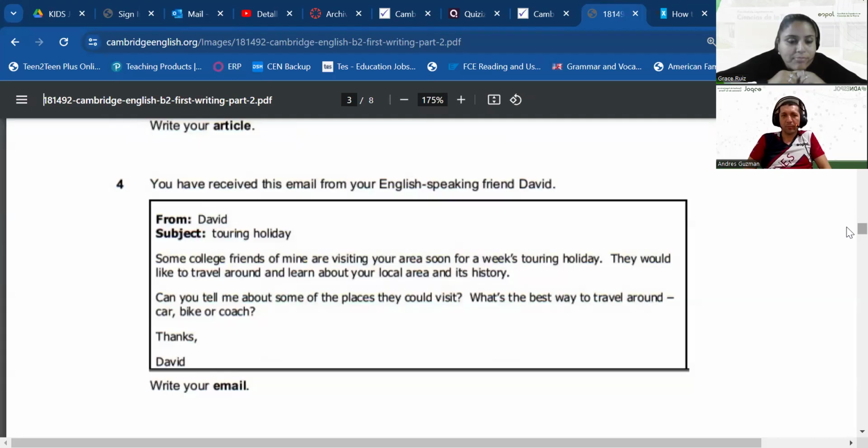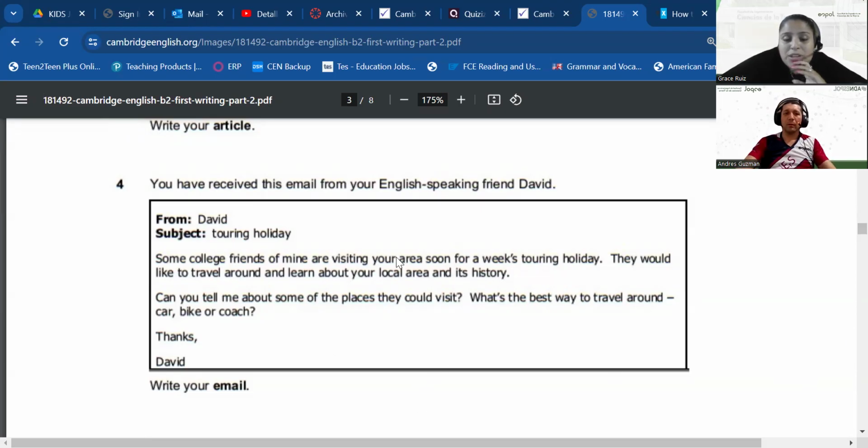You have received this email from your English-speaking friend, David. Actually, emails are most likely not going to be in a B2 First. This is more for a B1 and also for a B2 First for Schools. But it could happen that they give you an email. They usually make you write a report instead. But in this one, I see that it is an email.